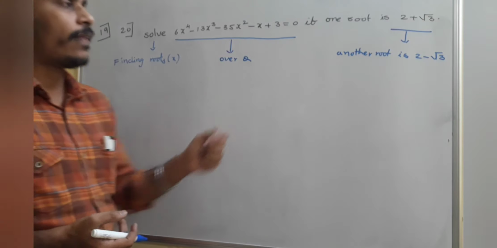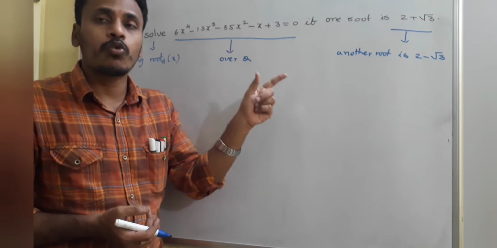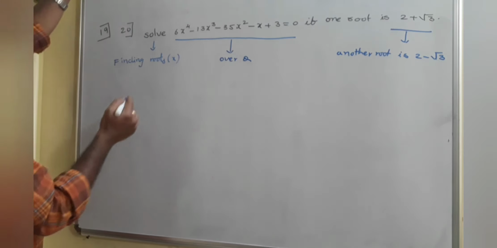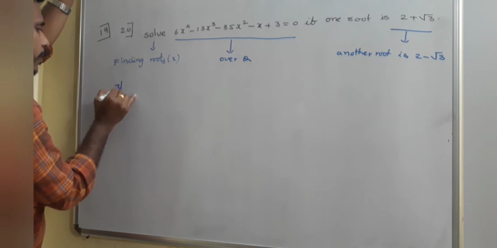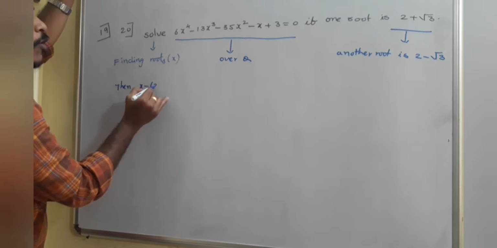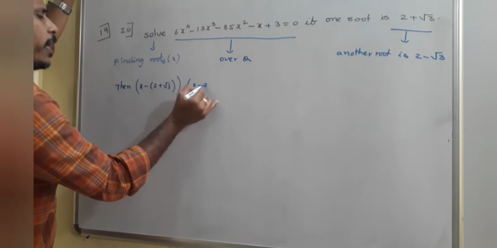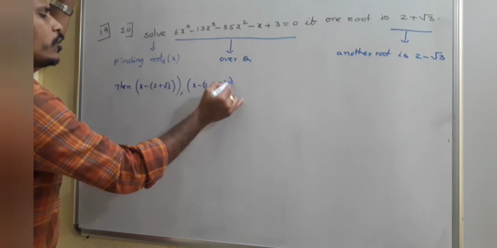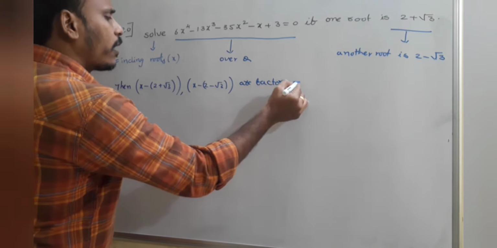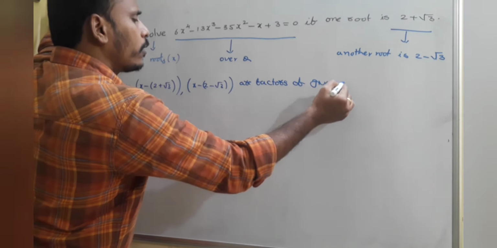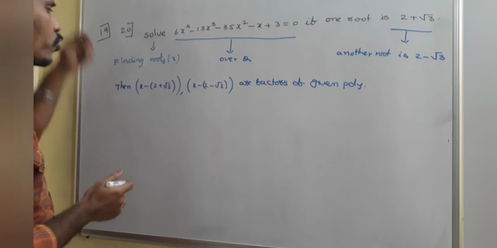So what it means then, since they are the roots, x minus each root will be a factor of the given equation, right? So I will take x - (2 + √3) and x - (2 - √3). These two are factors of the given polynomial. Since these two are factors, the product of these two is also a factor.